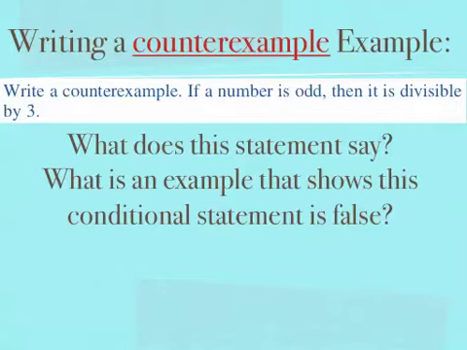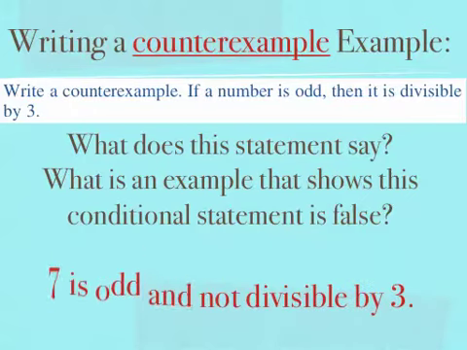There are several counterexamples to this statement. I came up with 7 is odd, and it is not divisible by 3. 1 is odd and is not divisible by 3. Now 3 is odd and it is divisible by 3. 5 would be another example. I think somebody gave the example of 37. So any odd number that you can think of that is not divisible by 3 would be a counterexample to this conditional statement.